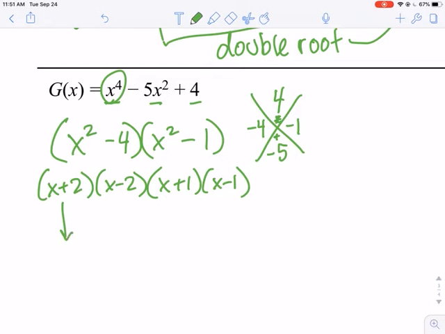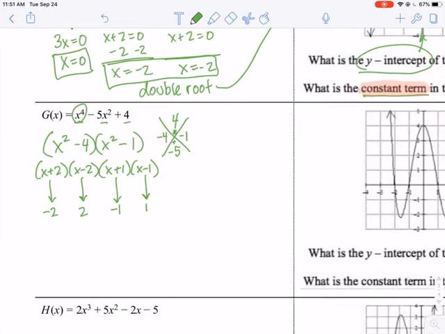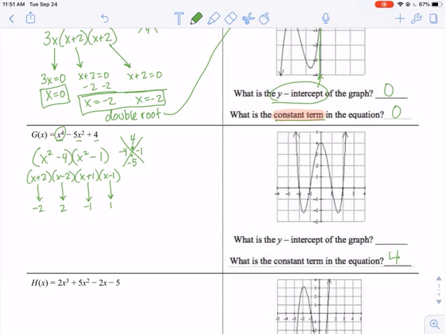So I know the solutions I would get out of here are negative 2, positive 2, negative 1, positive 1. And I can see those on the graph. I see negative 2, positive 2, negative 1, positive 1. And this asks what's the y-intercept of the graph. So I'm looking at the y-axis. I see that there's a y-intercept right here, and it's at 4. So I remember that the constant term in the equation is the last number if it's written in standard form. And I see the 4.